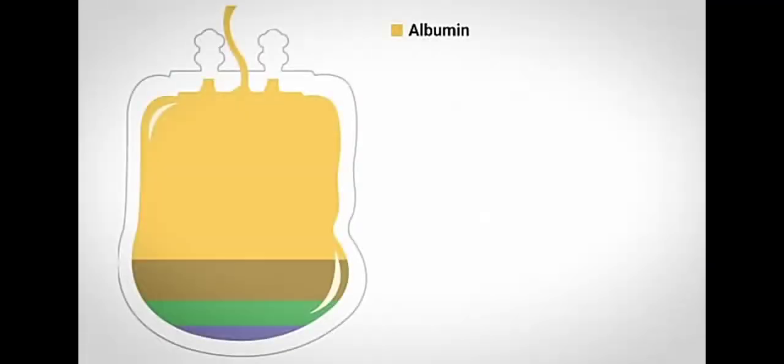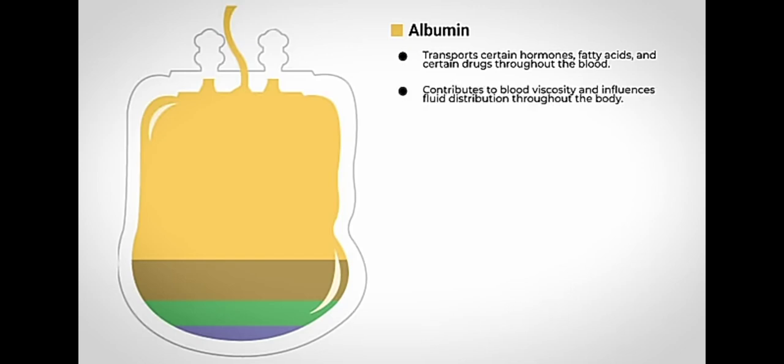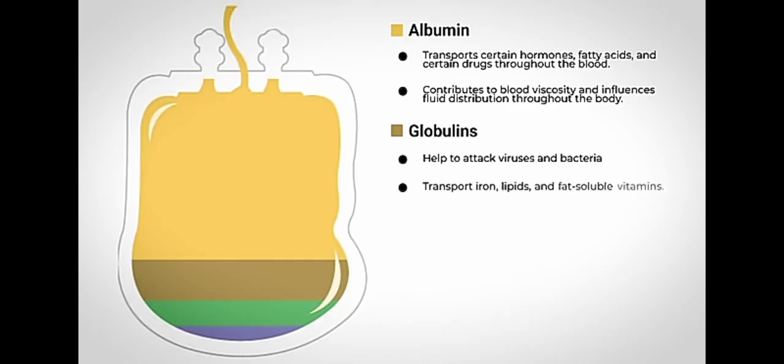Albumin makes up the majority of the plasma proteins. It transports certain hormones, fatty acids, and even certain drugs throughout the blood. It also contributes to the blood viscosity and influences fluid distribution throughout the body. Globulins are another set of plasma proteins that help to attack viruses and bacteria. Some of them can also transport iron, lipids, and fat-soluble vitamins. Fibrinogen is the last plasma protein I'll mention, and this plays an essential role in blood clotting.